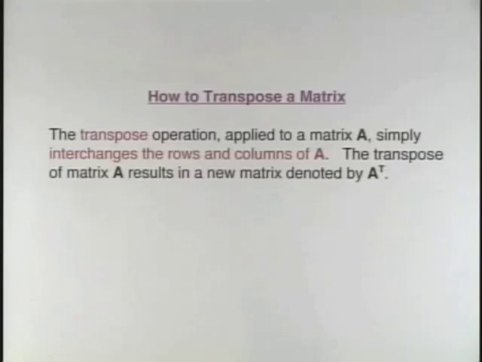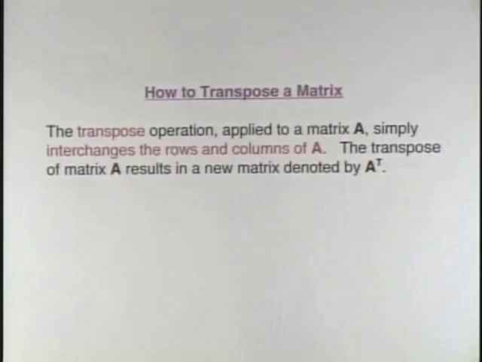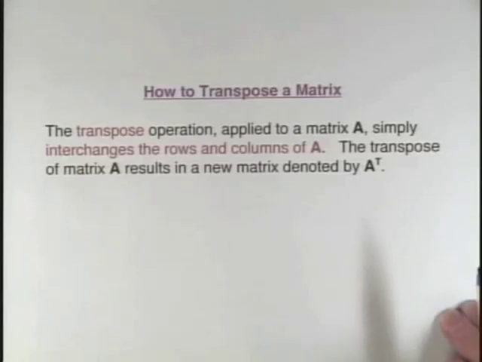How to transpose a matrix. The transpose operation applied to a matrix A simply interchanges the rows and columns of A. The transpose of matrix A results in a new matrix denoted by A raised to a T power. T is the superscript. This operation is quite important in application problems, as you will see in upcoming lessons. To help you understand how the transpose operation works, consider the following example.